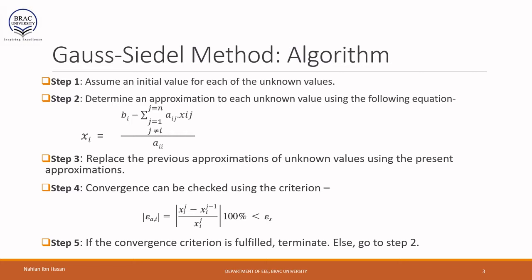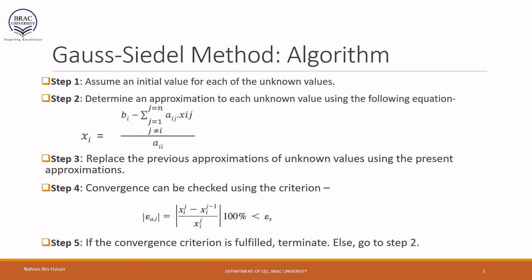Once we have the initial values, we can determine the approximation to each unknown value using this equation. That means we have the initial values for each of the unknowns, and then using this formula and the initial values, we determine the next approximation values and replace the previous approximations of the unknown values with the present approximations. In this way we continue, after iterations, to modify our previous approximations with the present approximations from this formula. So it's an iterative approach.